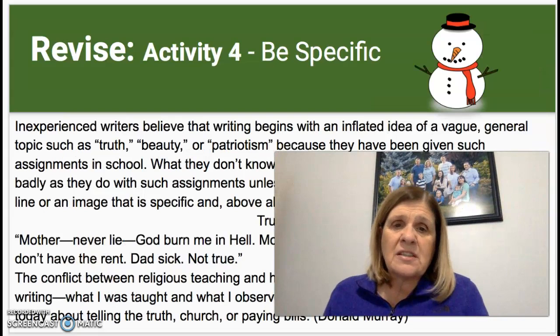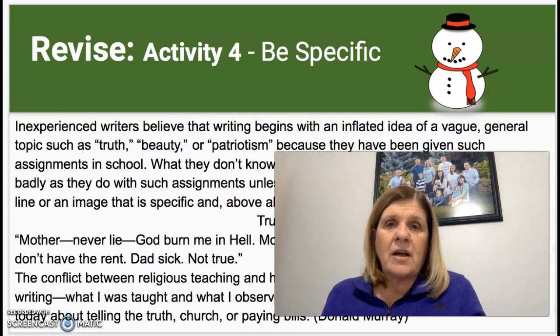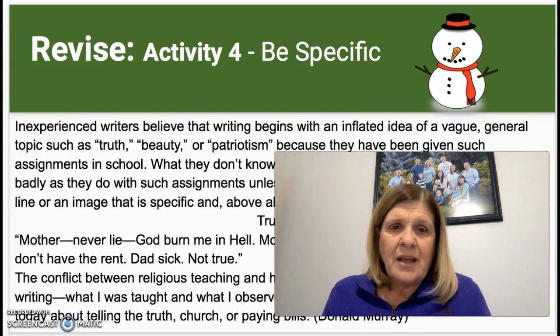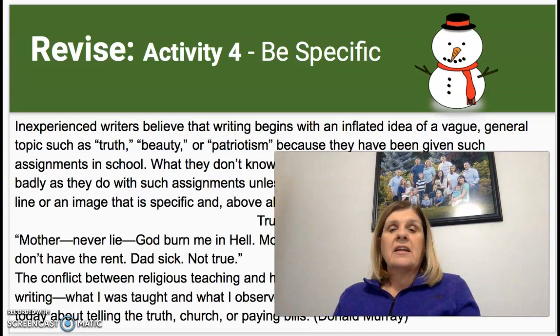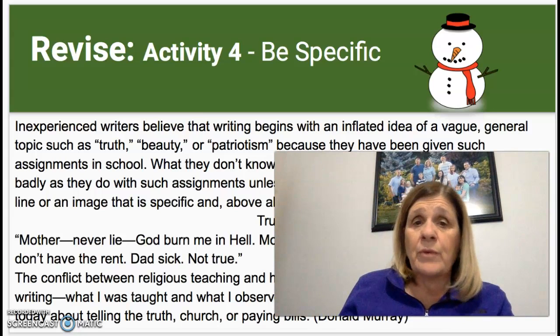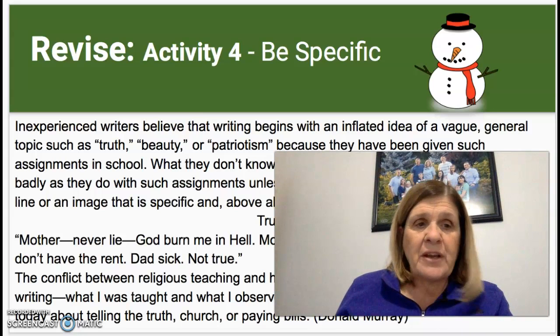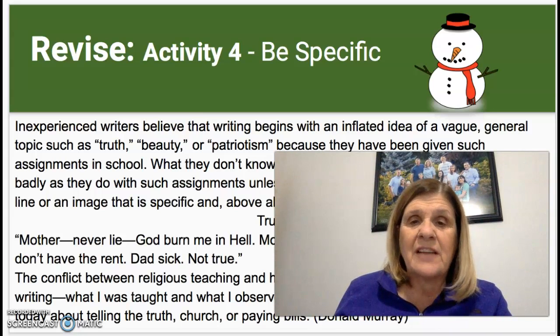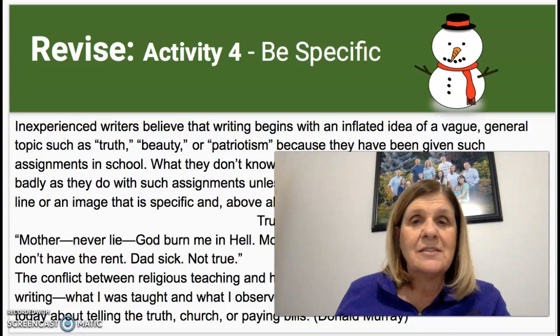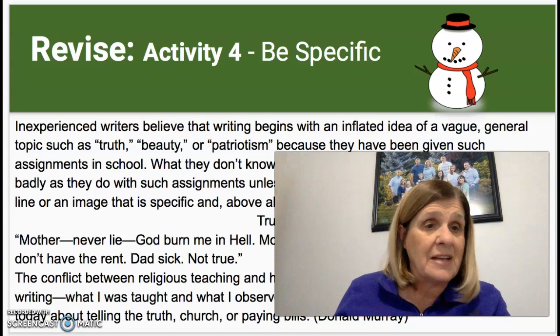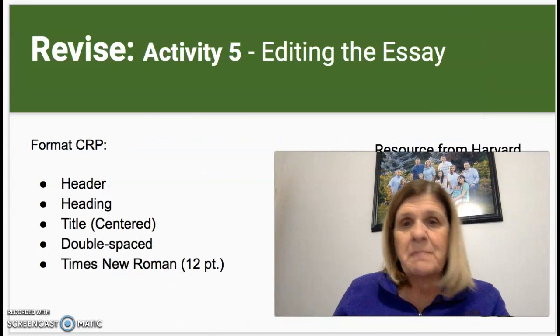This next one talks about the importance of being specific, and I have an amazing example in the second half of this slide. When you read it, just read through it and then see how specific language is what we want to read as good readers.